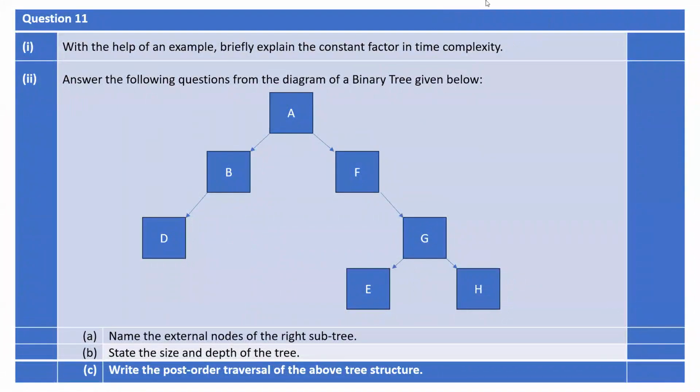Next, in the last question, in section C of the entire question paper, we have one complexity question. This has been added from this session only. With the help of an example, briefly explain constant factor in the time complexity, and given a binary tree, name the external nodes of the right subtree, state the size and depth of the tree, and write the post-order traversal of the above tree. Let us see the answers one by one.